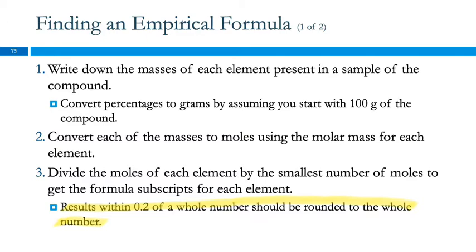So that means if you got 3.14, is that within 0.2 of the number 3? 3.14 minus 3.00 is 0.14. That is less than 0.2. So I can round this to 3. If it's not within 0.2 of a whole number, then we're going to have to do some other things.